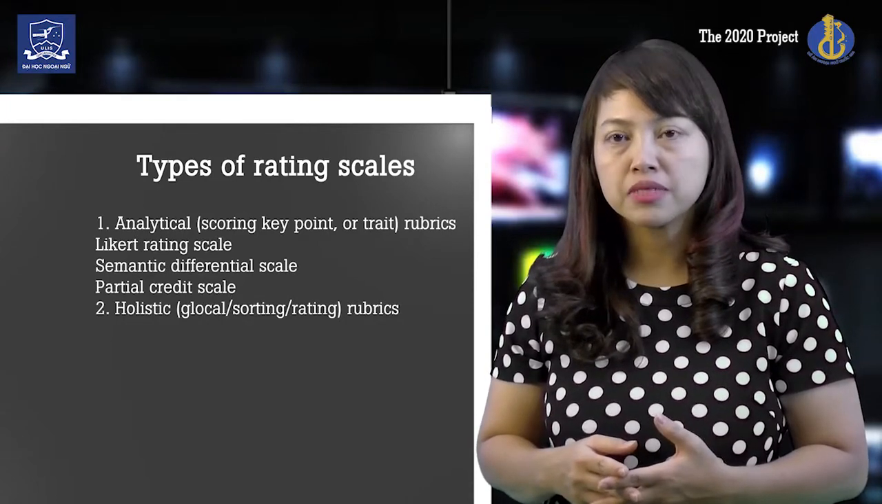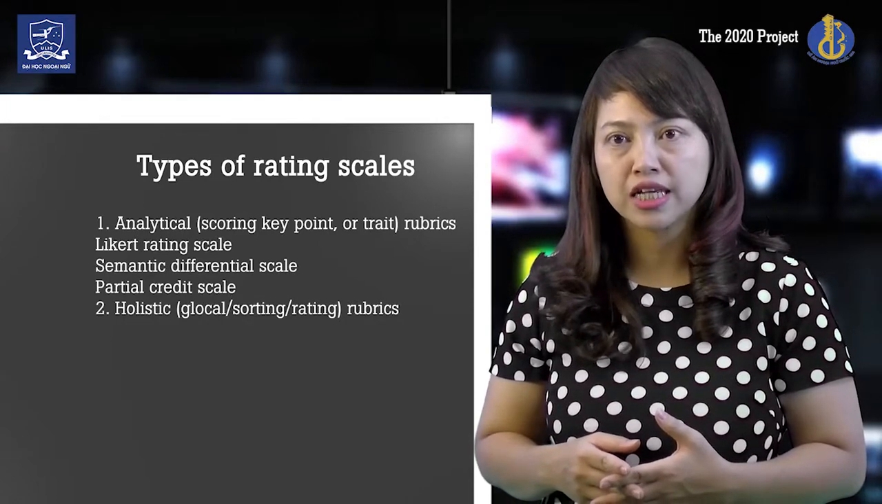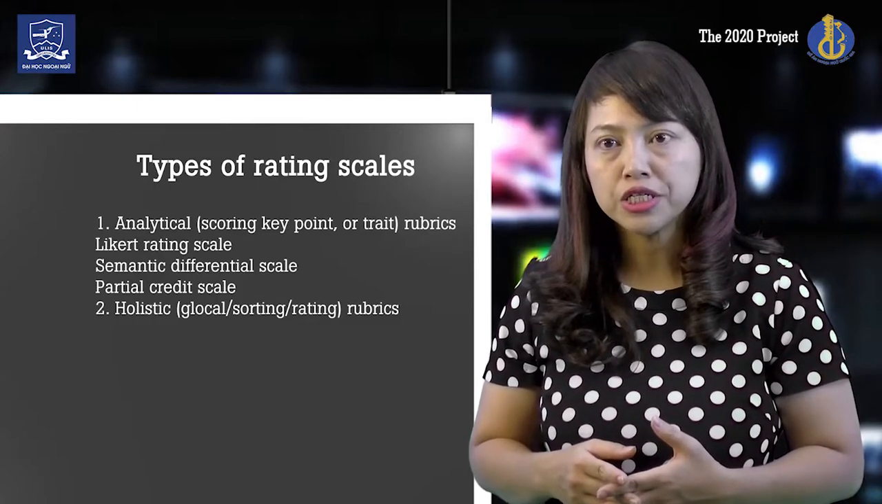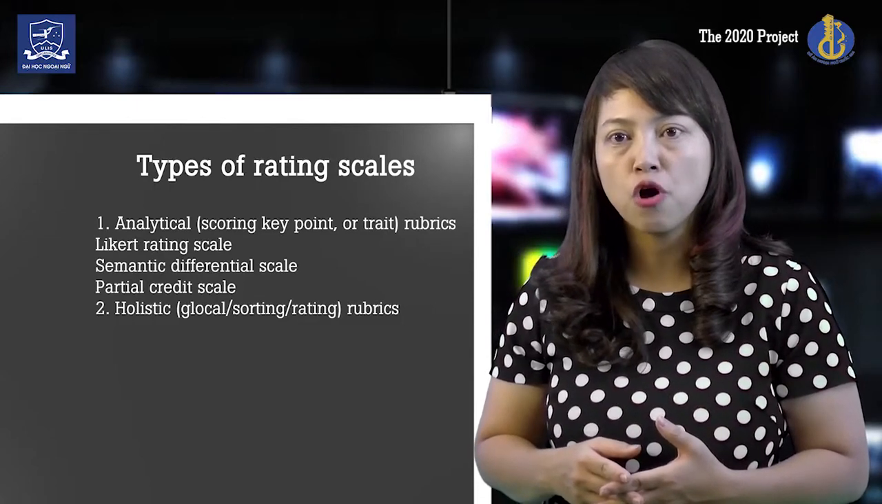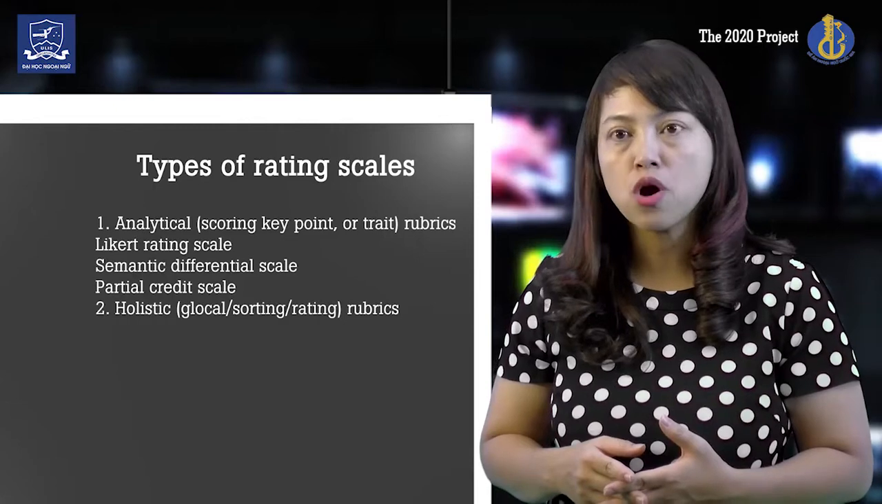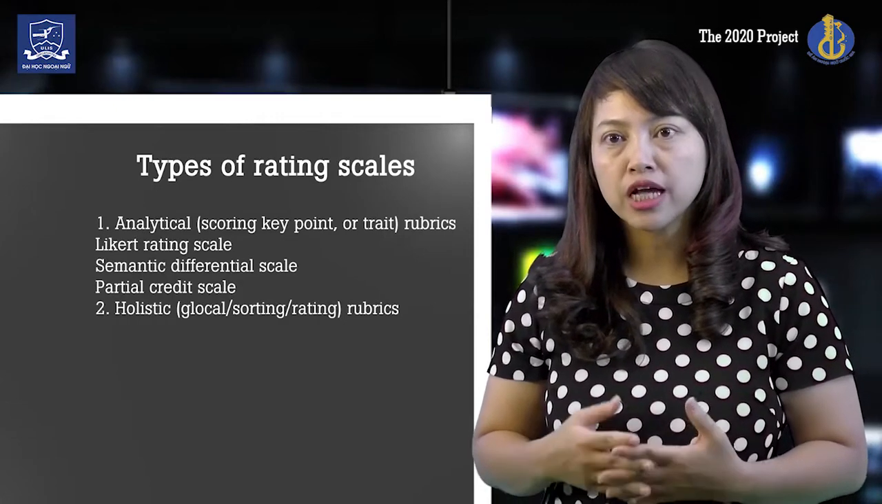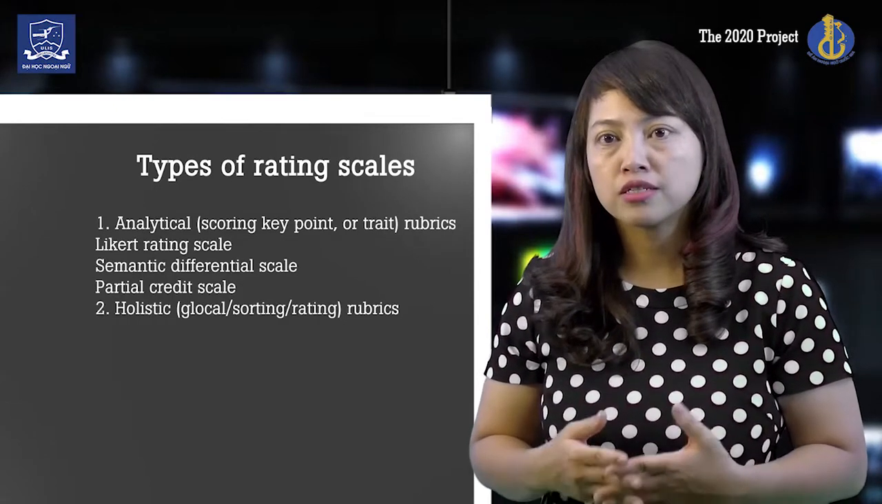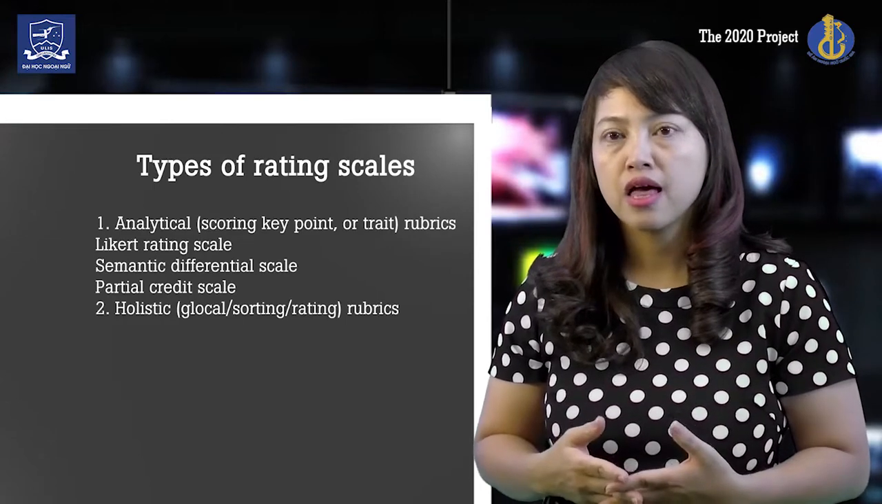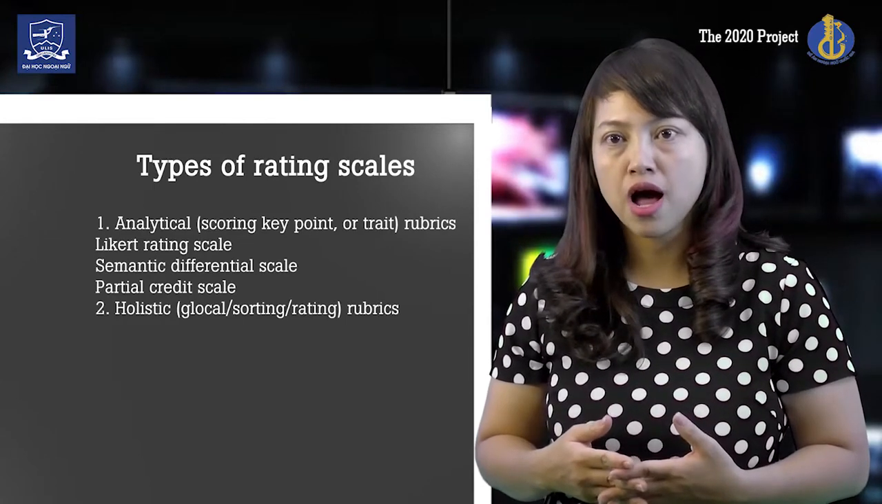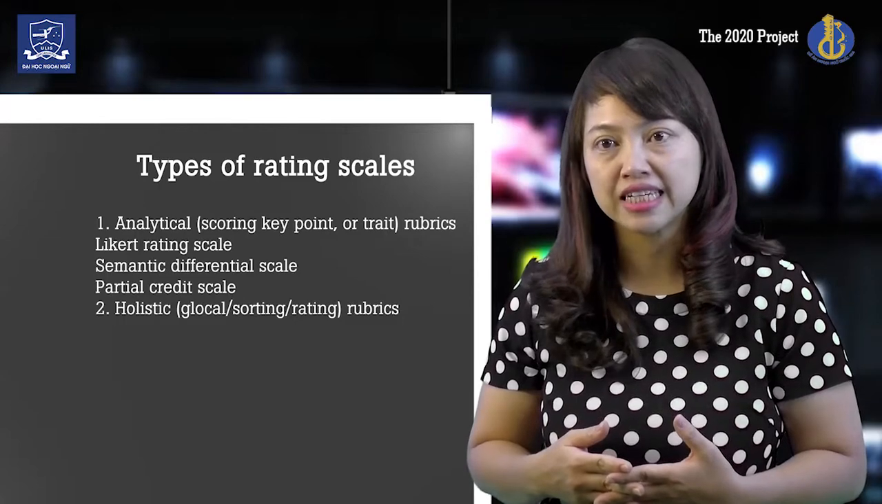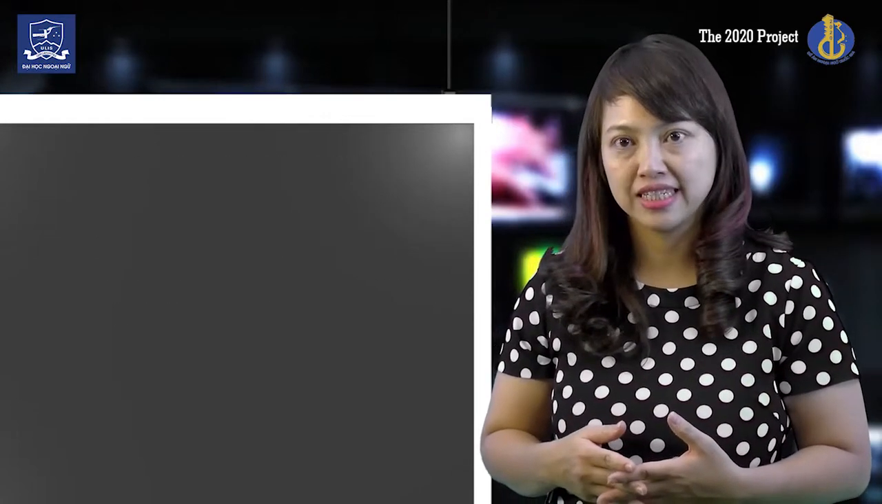The second type of scale is named holistic scale, which requires teachers to make a judgment on the overall quality of students' work. The scale contains a number of band scores, such as from 1 to 9. Then, in each band score are a number of descriptive sentences of student performances.